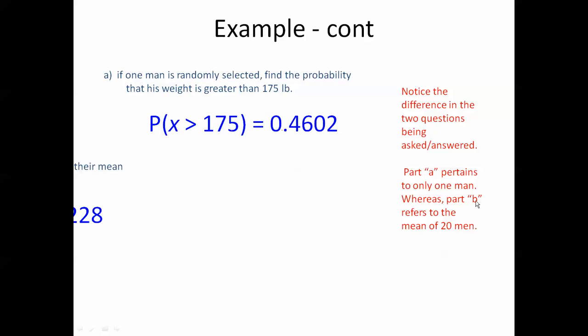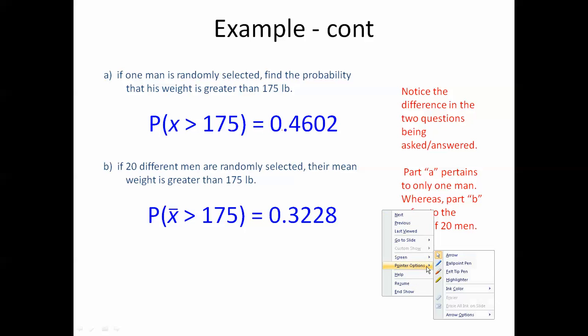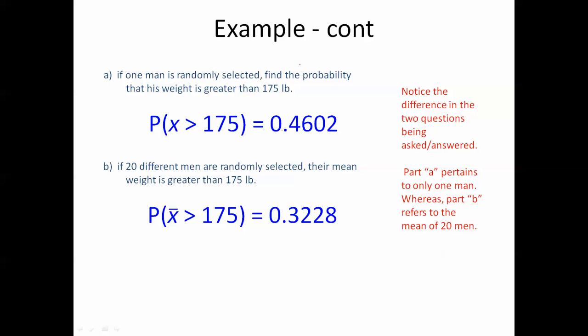When you're looking at your problems, again, the key is to just look at your problem and try to determine what it's asking for. The key words you want to look for are whether you're looking for a single value, probability as it relates to a single value, or probability of a mean value. That will tell you whether to apply the central limit theorem and use the adjusted z-score, the one that uses the standard deviation divided by the square root of n, or whether to use your regular z-score.